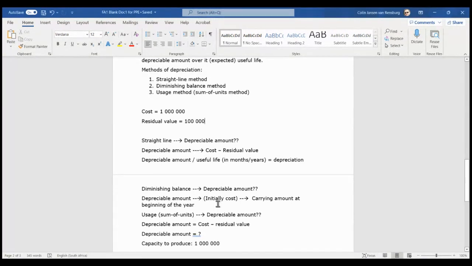Now let's go and calculate our depreciation for the year. So what do we have to calculate first, ladies and gentlemen? We first have to calculate the depreciable amount. So in this case, what would be our depreciable amount? It's going to be 1 million rands minus the residual value.